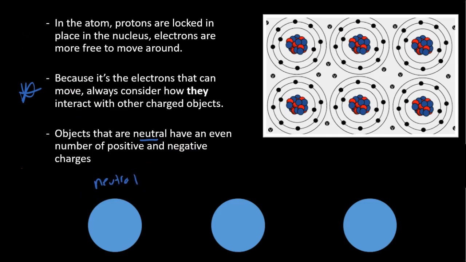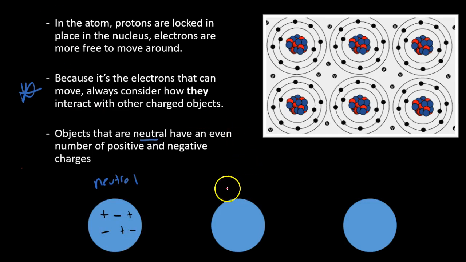I've got to change my color pen. If it's neutral, like I said, that means it has the same number of positive and negative charges. You might see a diagram like this: positive, negative, positive, negative, positive, negative. This is not meant to represent that this thing has 3 protons and 3 electrons. They're representing that there's an even number of pluses and minuses, so it's neutral.